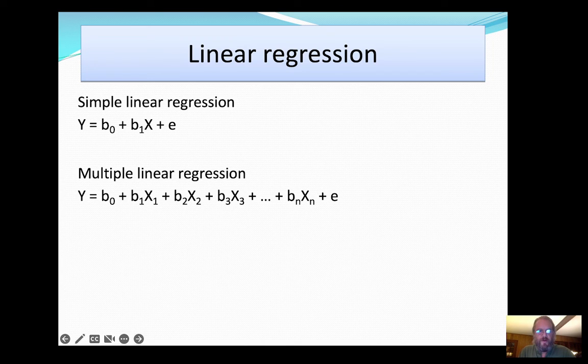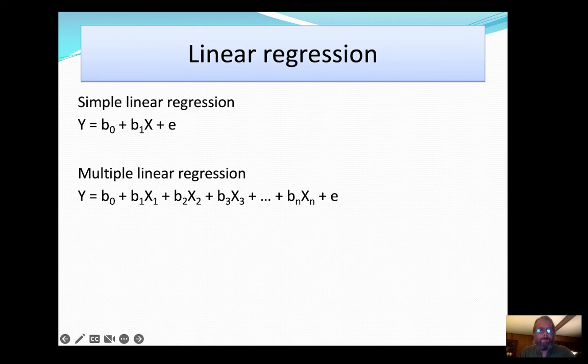Then multiple regression is just simply extending that simple model. You still have a y-intercept, the value of y when x is equal to 0, and then you can have as many estimates of slopes as you have predictor variables.